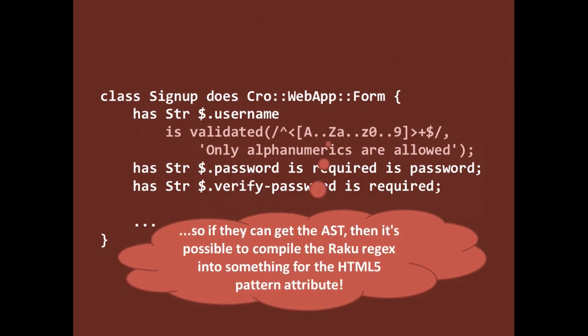if we could get hold of the AST of the arguments to the trait, then it would be possible to compile the Raku regex into something we can use in the HTML5 pattern attribute. That means we could actually be defining a client-side validation here as well, at least when the regex is sufficiently simple that we can translate it. Notice that we would not have to parse the Raku source for the regex. We'd already be given an object model that describes it.